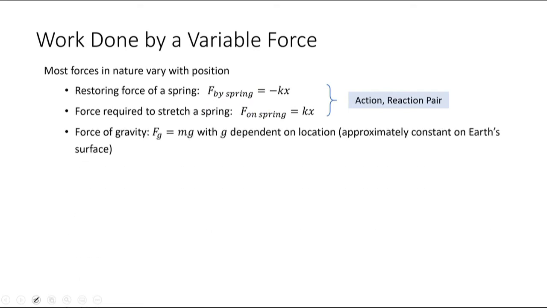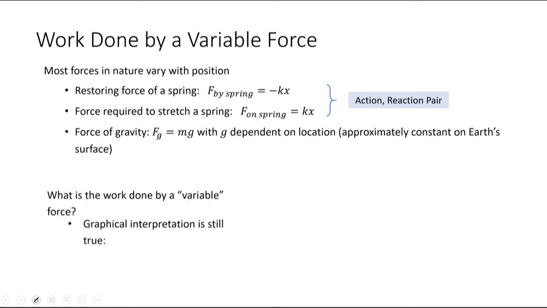Okay, another example is the force of gravity. In here we always just talk about force of gravity being equal to the mass of the object times the acceleration due to gravity g. But realistically, g is going to be dependent on location. So if you get really far away from the Earth, then it turns out that force is dependent on position. And so then you would really need to think about work being done by gravity as work being done by a variable force. In other words, a force that depends on position.